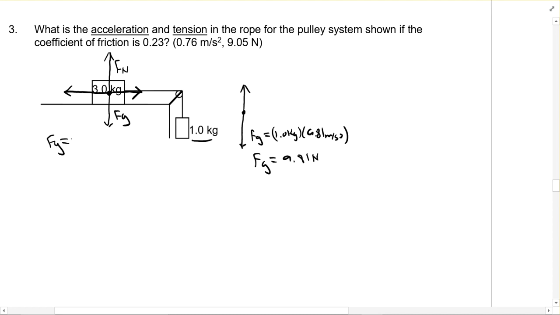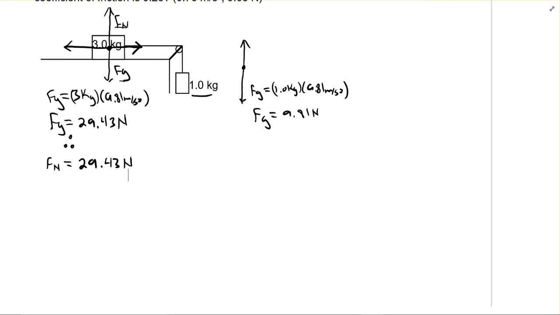Fg is just 3 kilograms times 9.81 meters per second squared. Is going to be 29.43 newtons. All right, so now we kind of figured out Fg. We need the force of friction though, so I'm going to say therefore, Fn is equal to 29.43 newtons. So now let's figure out what the force of friction is.